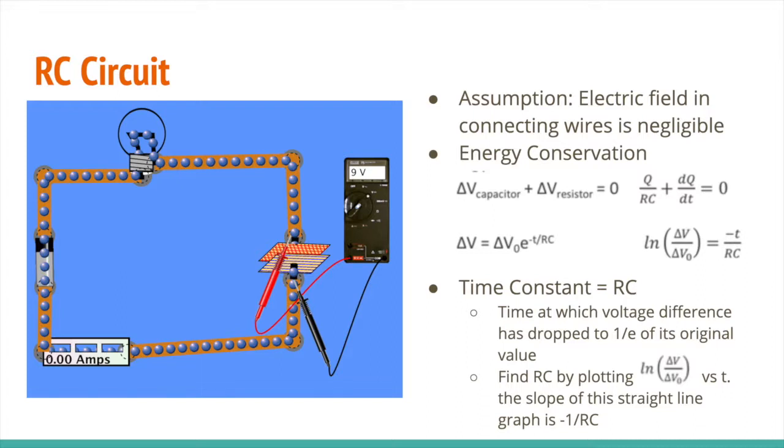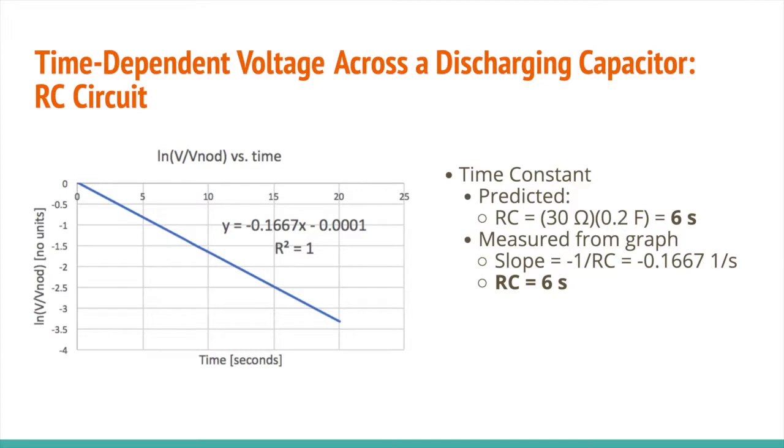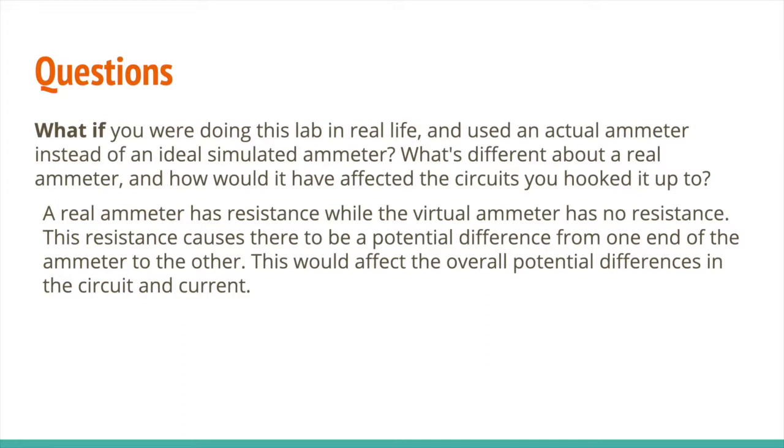In order to find the time constant RC, I plotted ln of delta V over delta V naught versus time. I first found my predicted value of RC by multiplying 30 ohms by 0.2 and got 6. I then used the method shown before and the graph shown to the left to find the actual RC to be 6 seconds. I had to answer the following questions about the lab.